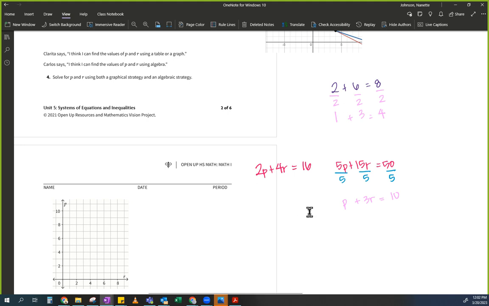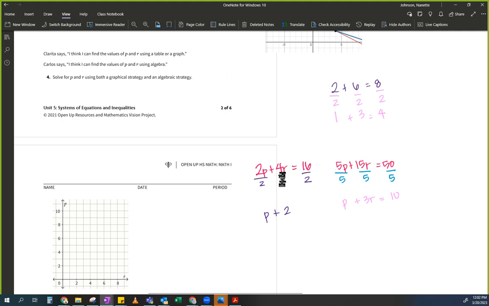Now, is this going to work every single time, Ms. Johnson? No. No, it's not going to work every single time. But for the times it does, it saves you a headache. Perfect. All right, so I'm going to divide by 2, divide by 2, divide by 2. 2p's divided by 2 is p, plus 4r divided by 2 is 2r equals 8.